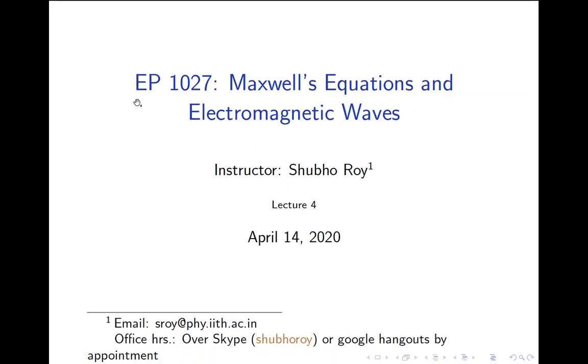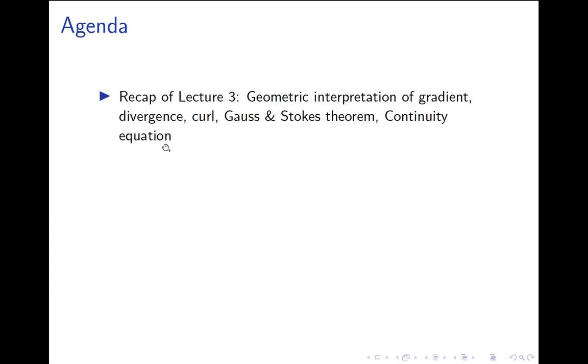Okay, hello everyone. This is the fourth lecture of our course on EP1027, Maxwell equations and electromagnetic waves. So the agenda for today's lecture is the following. First, I will begin with a brief recap of what we did in lecture 3. In particular, I'll focus on the geometrical interpretation of gradient, divergence, and curl. And we'll review a little bit about the Gauss and Stokes theorem.